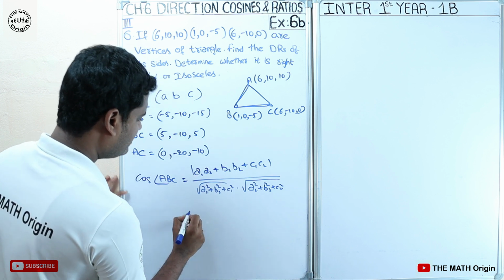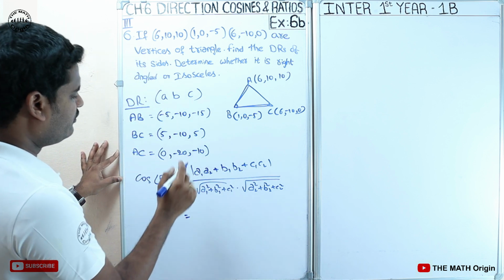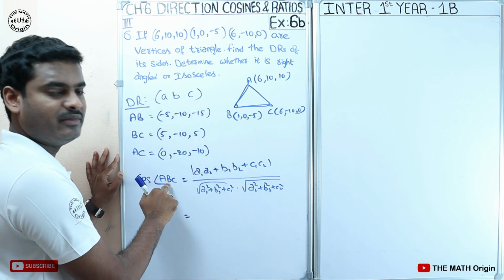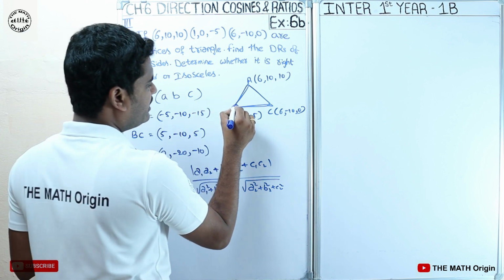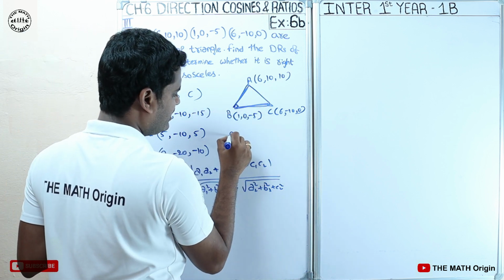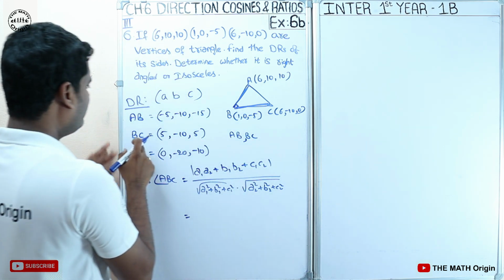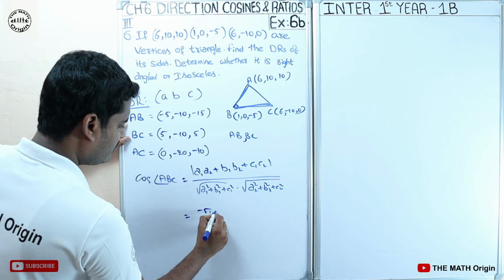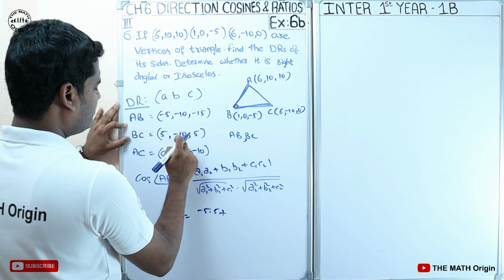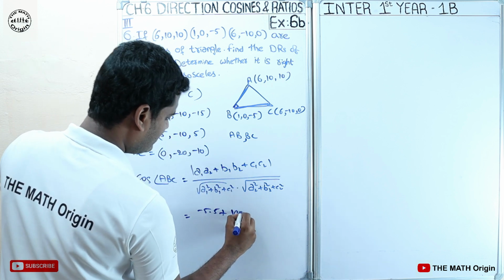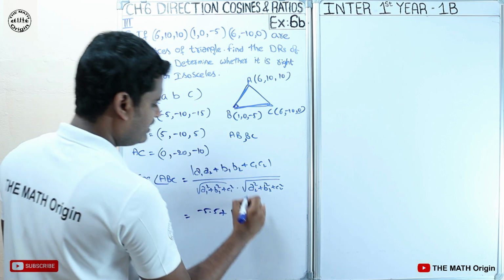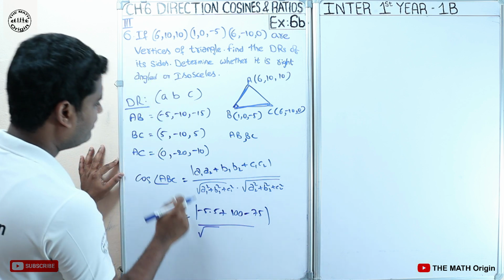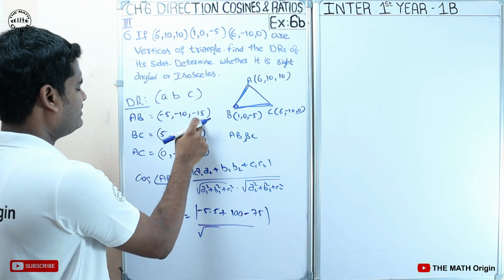Now we need to consider angle B. In BAC, the middle term is the angle, so B. So we need to find AB and BC. For AB the value is minus 5, and BC: minus 5 into 5 plus minus 10 into minus 10 is 100, plus here minus 15 into 5 is minus 75, mod, by root of A square plus B square plus C square.